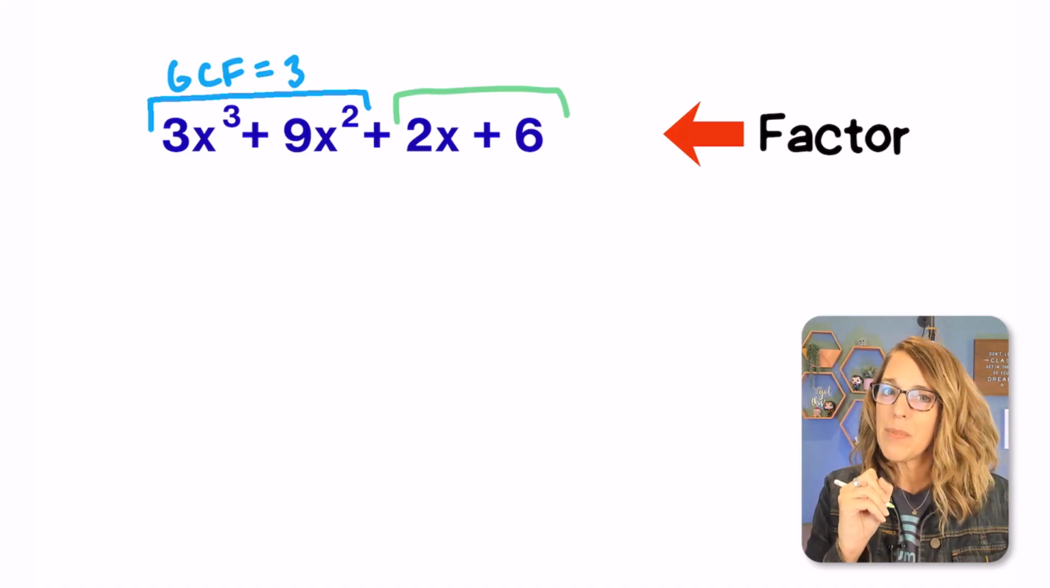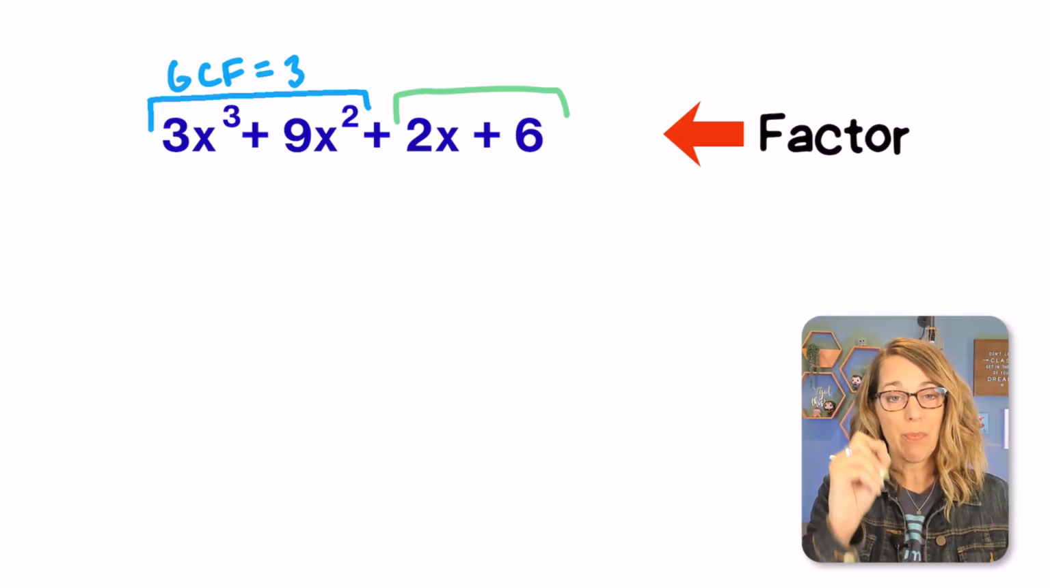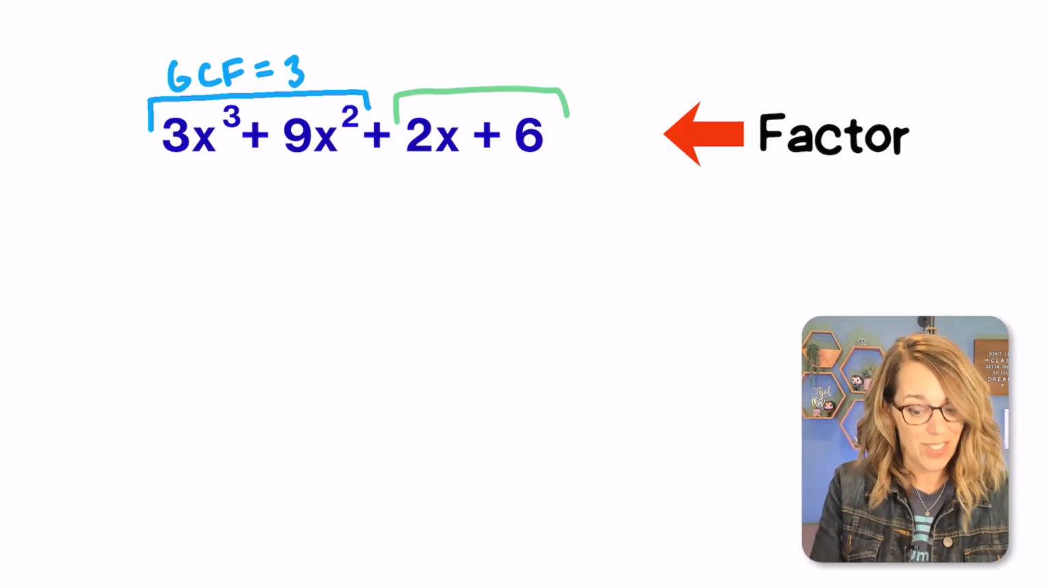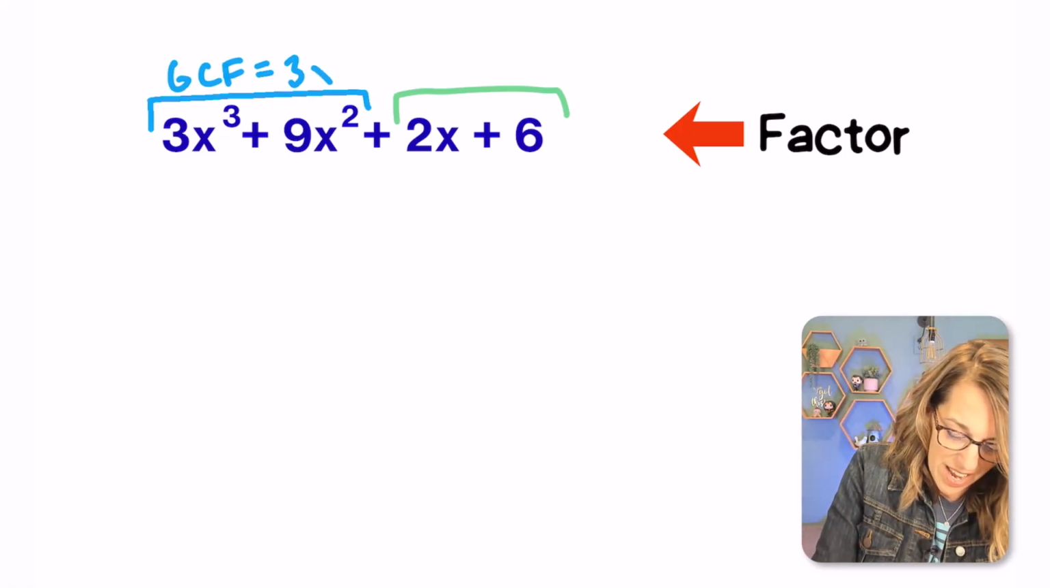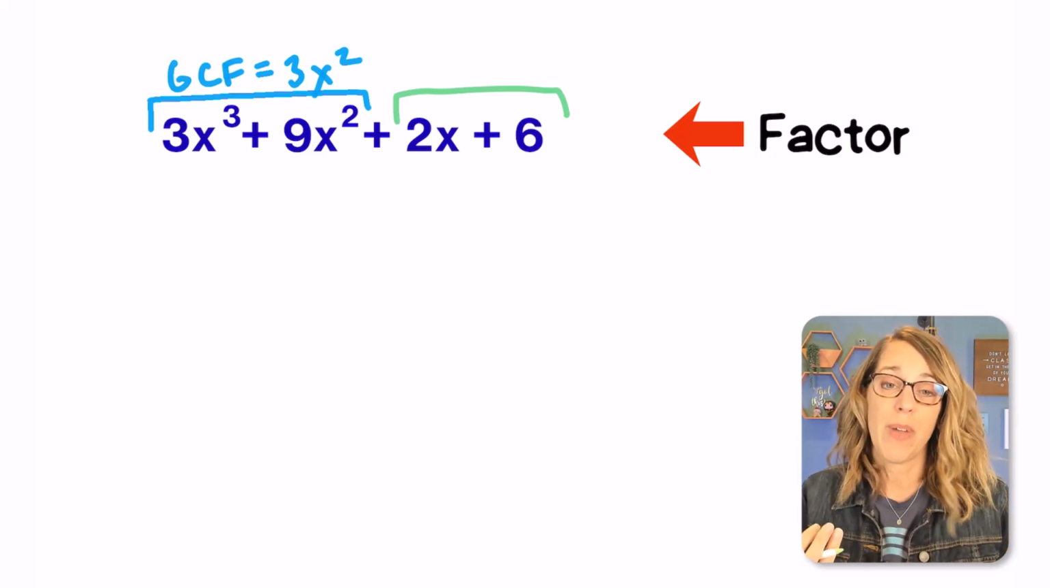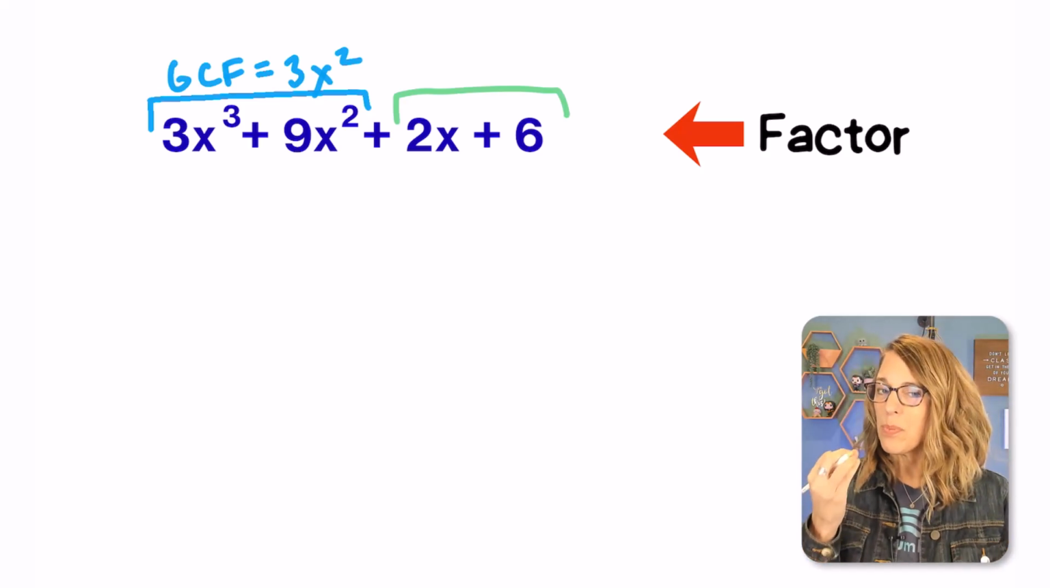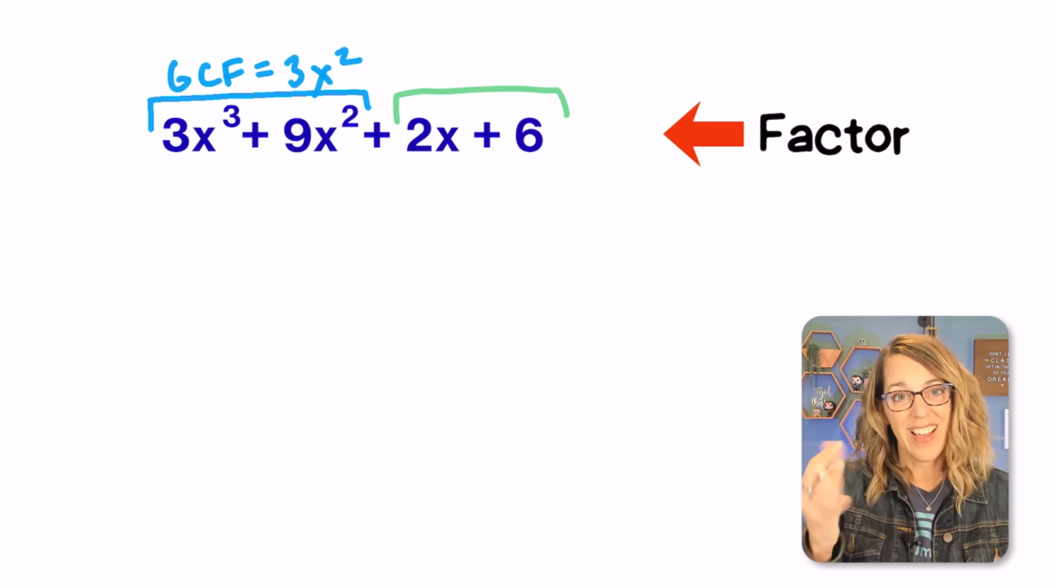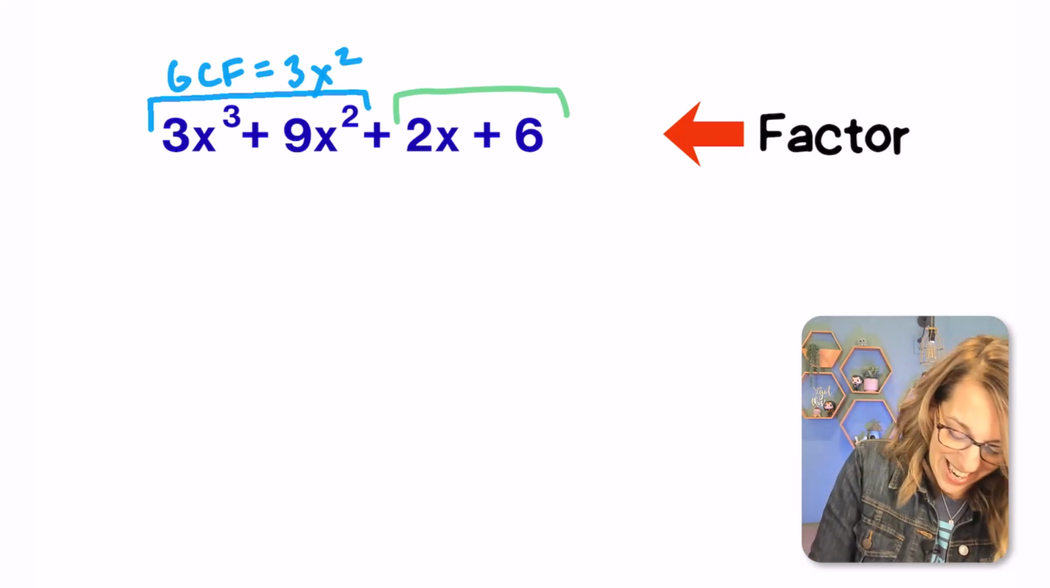And then for the variables, I want to pick up the lowest power on my x's. So I've got an x cubed and an x squared. So that means that I would want an x squared. Okay, let's do the same for the second pair. And as I'm doing the second pair, it's really important that you record the sign. You're going to see why here in a second.